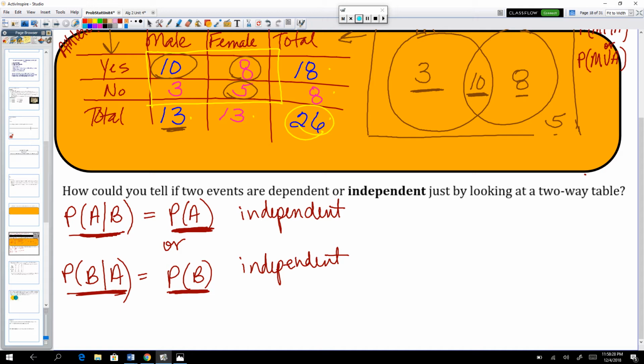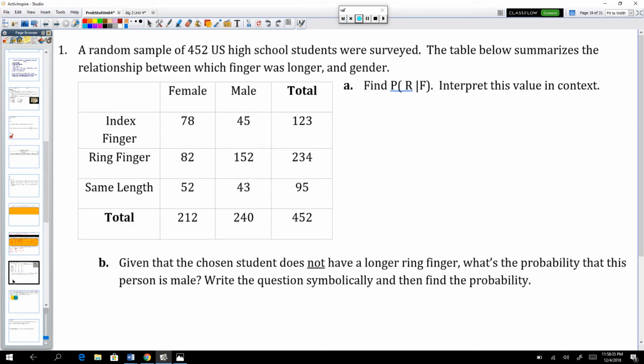Let's take a look at two examples. I'm not going to do all of the examples that you have on your practice sheet, but I do want to do a couple with you. So let's take a look at question number 1. A random sample of 452 high school students were surveyed, and we've got results here for females and males. We'll call that the probability of selecting a female, the probability of selecting a male. They compared which finger was longer, the index finger, the ring finger, or if they were the same length. We'll call that I, R, and S for same length.